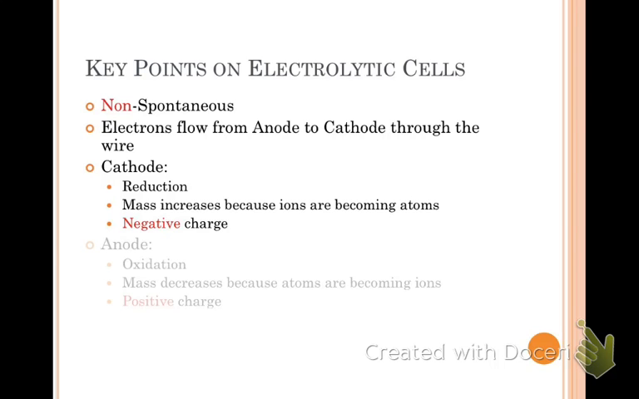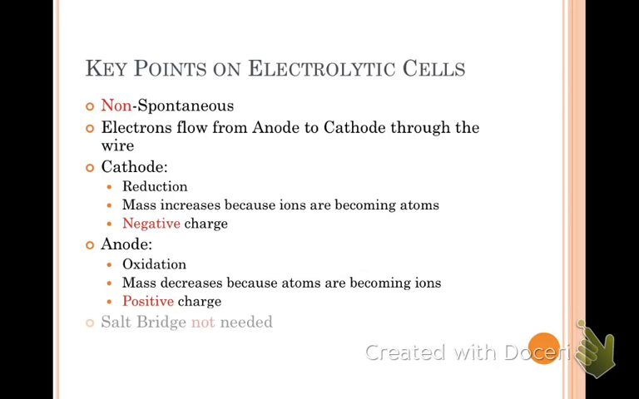So that's how it's different from a voltaic cell. The anode still undergoes oxidation. The mass still decreases because the atoms are becoming ions in solution. This is instead going to be a positive charge. Here the salt bridge is not needed.